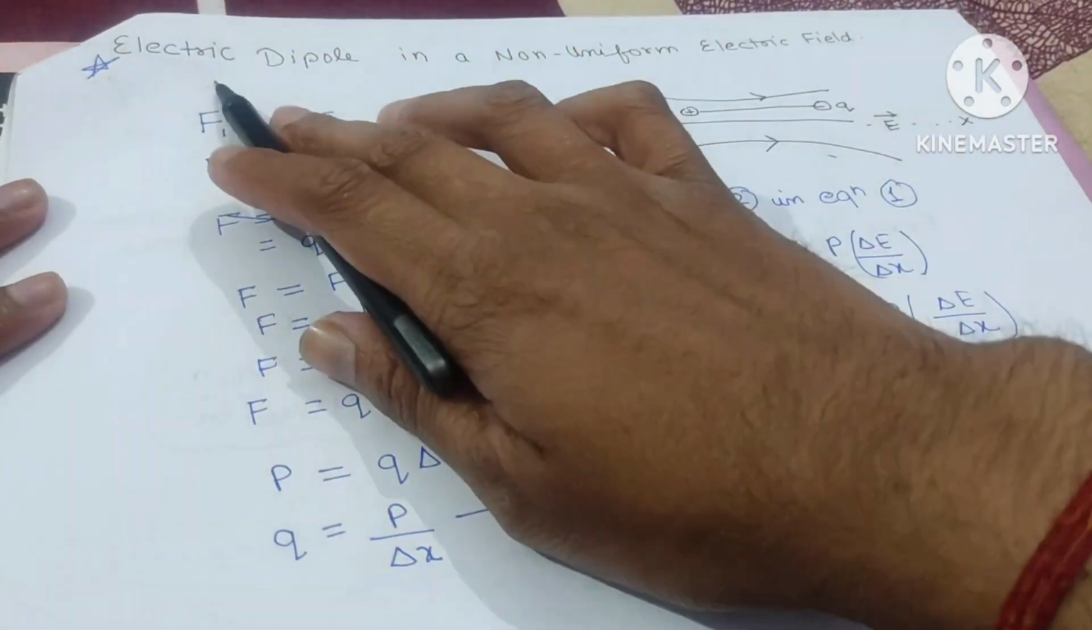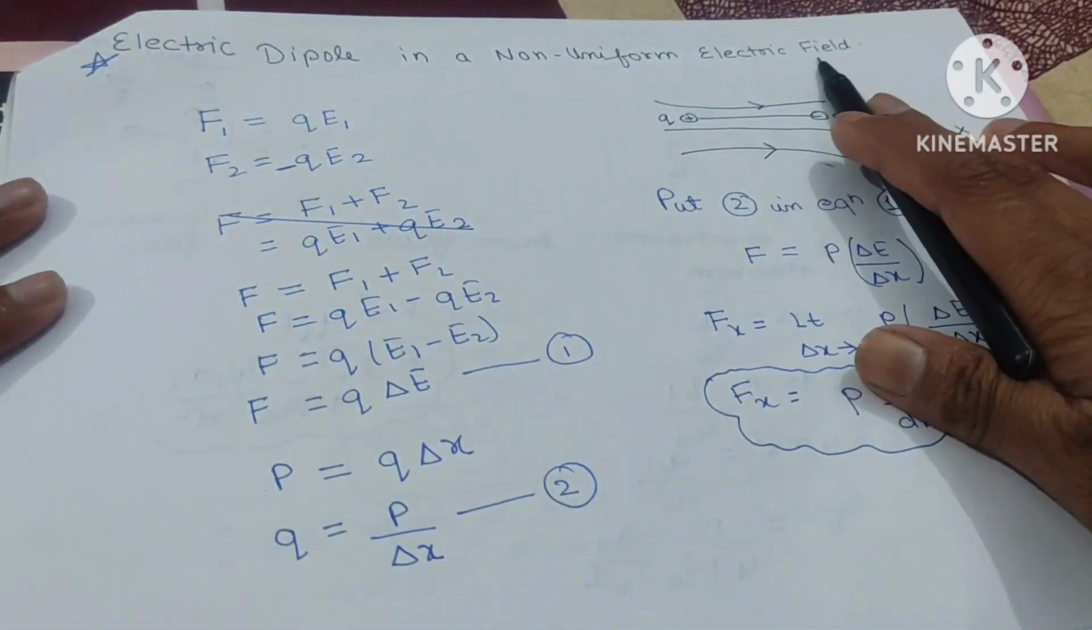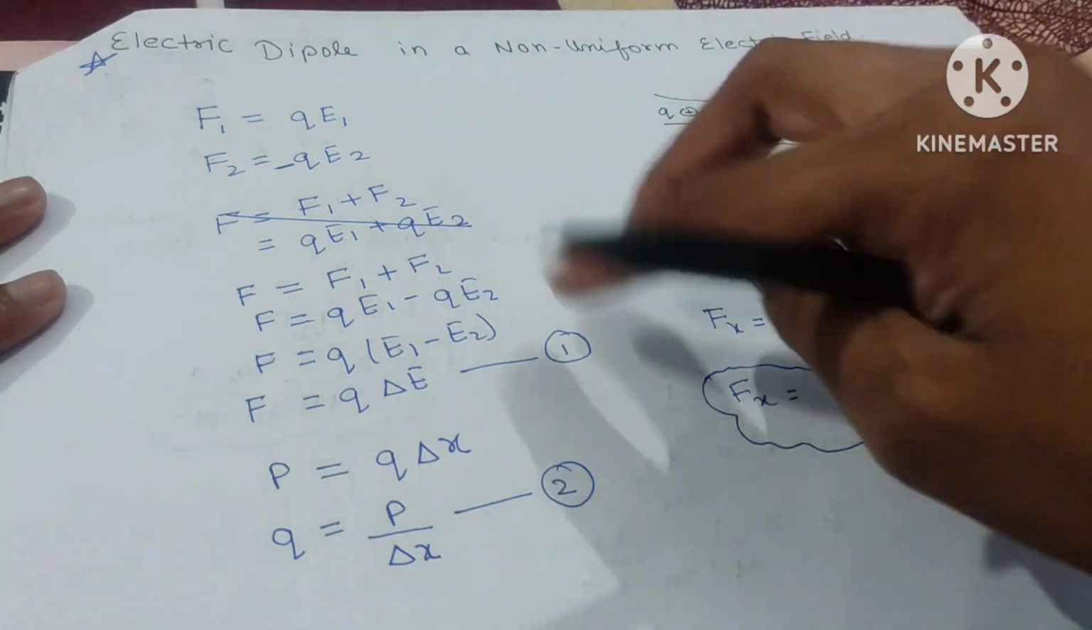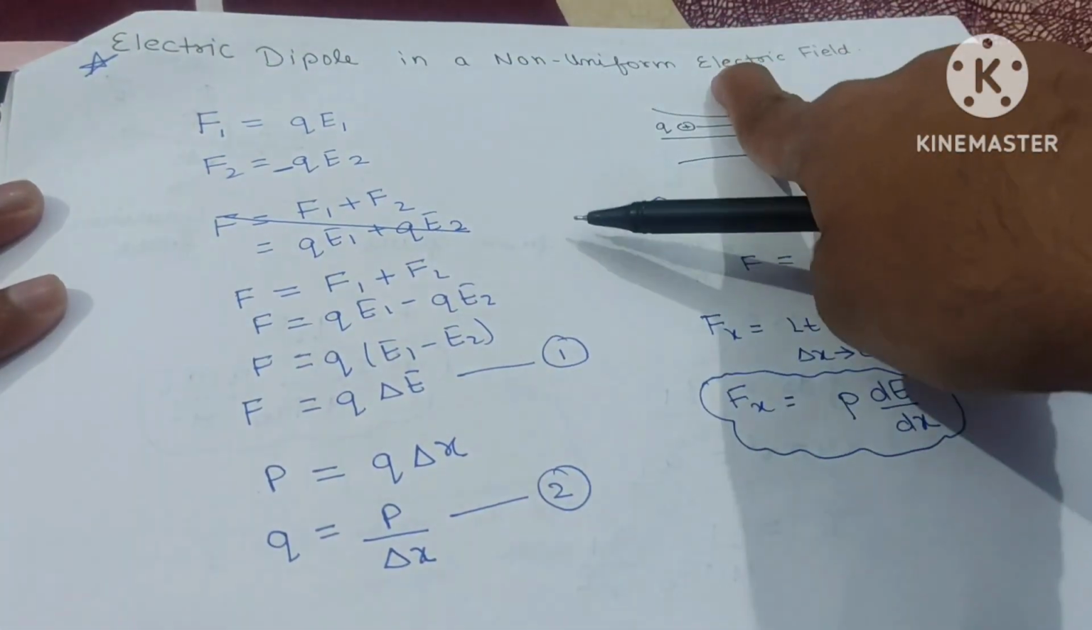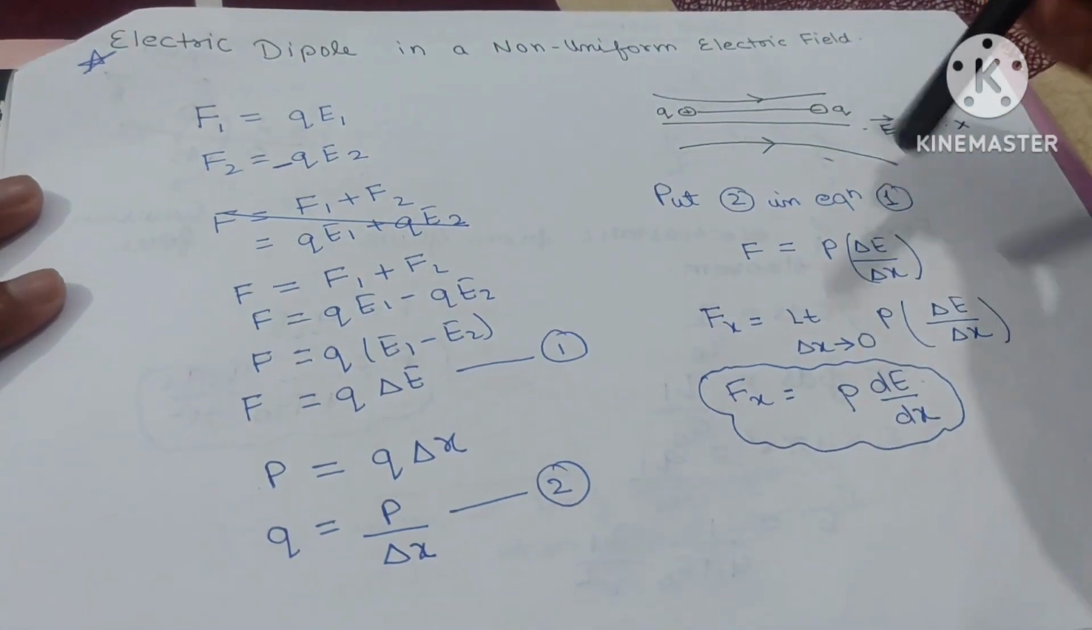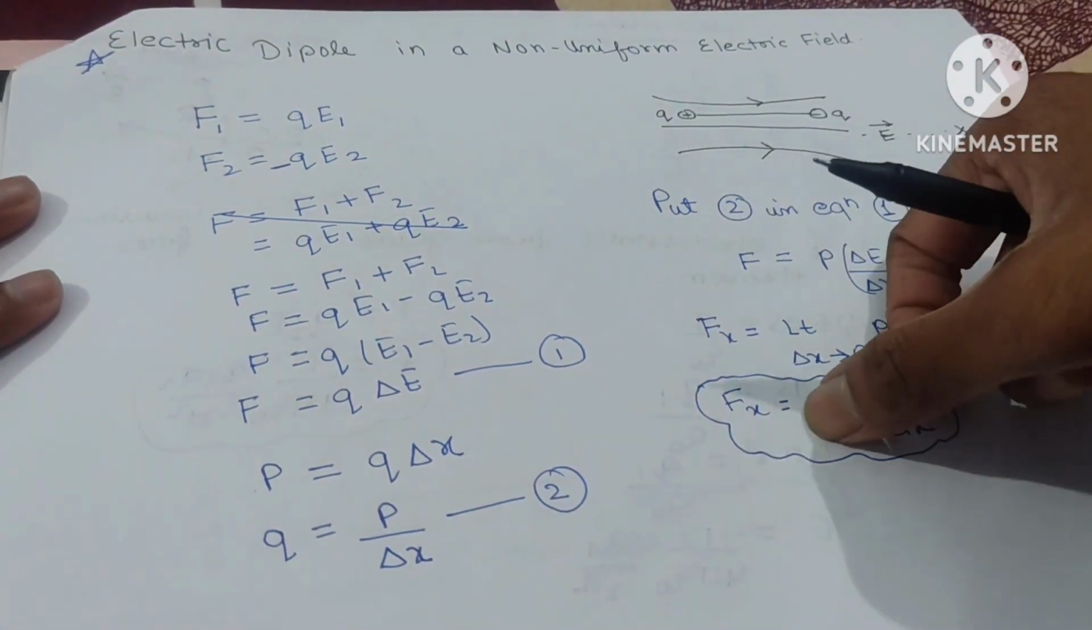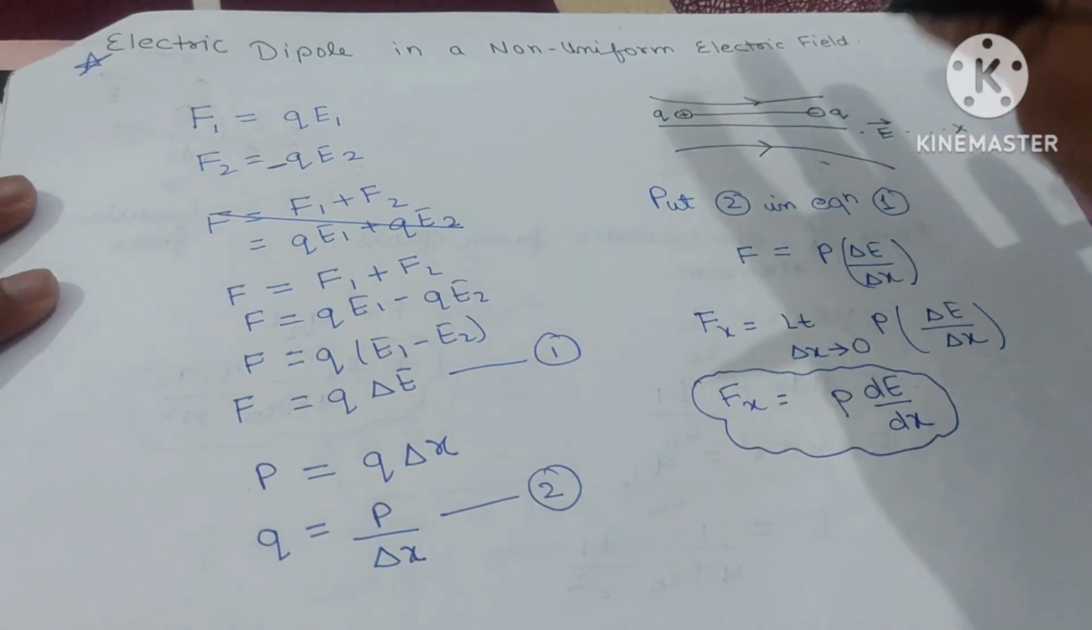Hello friends, we will know the concept of electric dipole in a non-uniform electric field. Previously we found electric dipole in uniform electric field, but now it's non-uniform. So here we go. What we'll do is find the force. If a force exists, that means there is no tau.